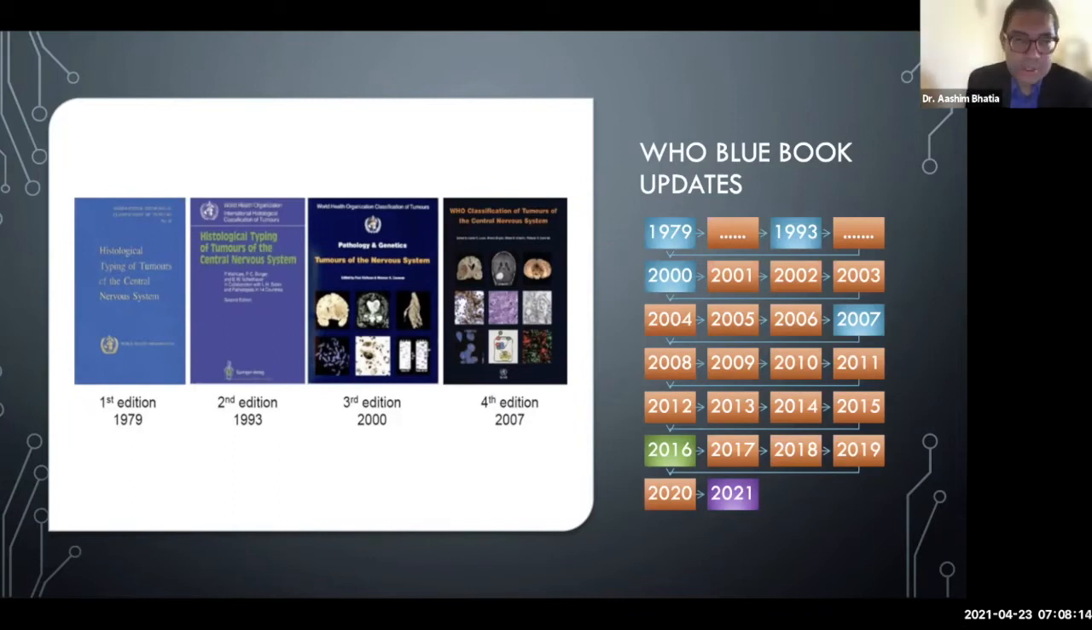With the blue book, the WHO updates have been going since 1979, the first edition. There was also one in 1993, in 2000, and 2007. And in 2016, this was a CNS update. It wasn't actually a complete edition. So the fifth edition is coming this year, and it'll have its own dedicated pediatric volume as well.